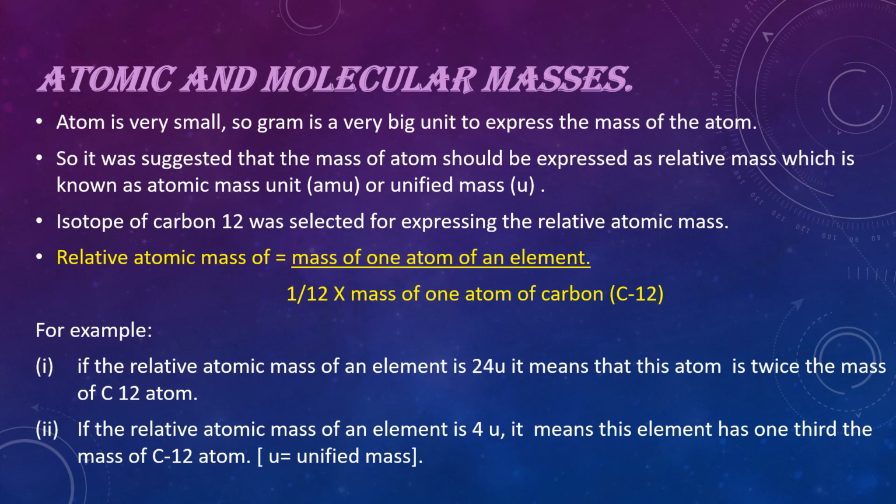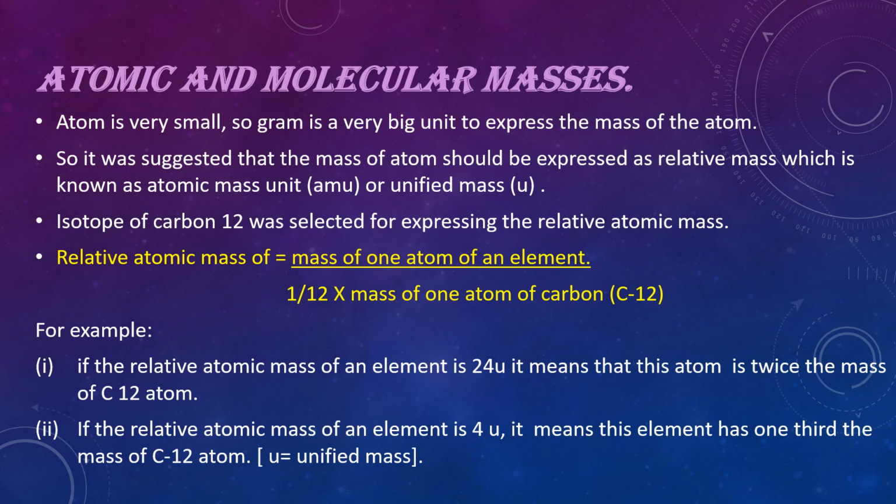Now, the next topic is atomic and molecular masses. We know that an atom is very, very small. So, if we express its weight in gram, gram is a very big unit to express its mass. So, we express the mass of an atom as relative mass and its unit is atomic mass unit or u. In modern usage, we use the unit u, that is unified mass.